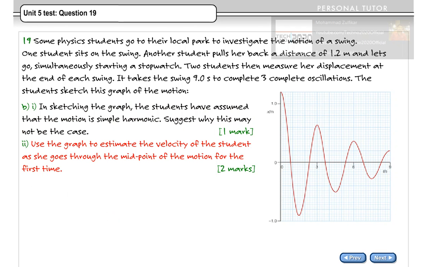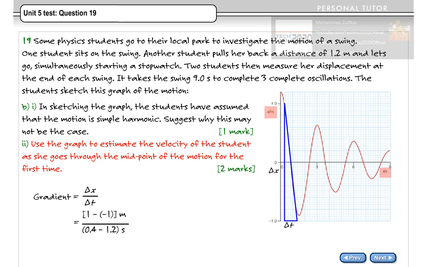In Part B too, you need to realise that the graph shows displacement plotted against time, and so the velocity is the gradient of the graph at any particular point. Therefore, you need to draw a tangent to the curve at the point where the line cuts the x-axis for the first time. Using a large triangle, you can determine the gradient as shown here, and it works out to be 2.5 meters per second, and this is the velocity required.